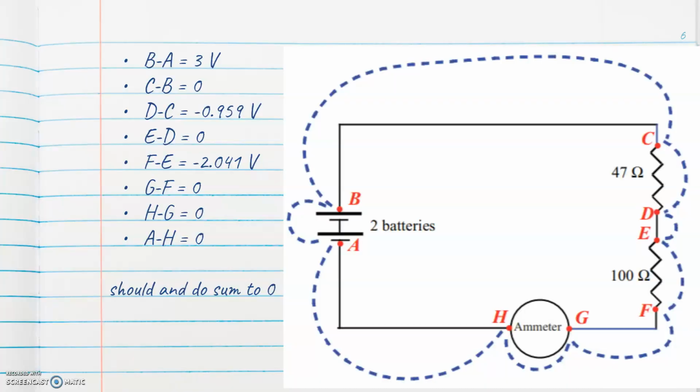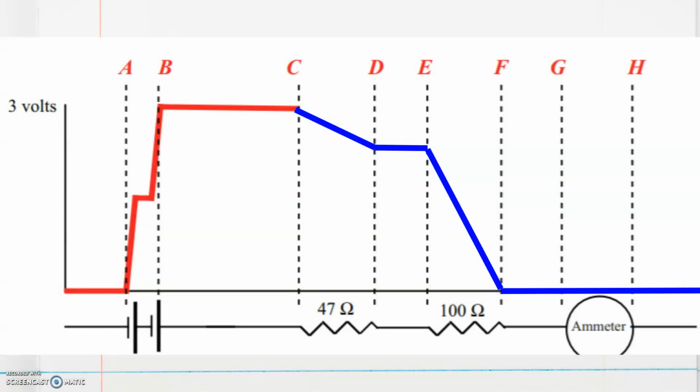Again, in this same series circuit, we had to read the potential difference at different places. Between A and B, it was 3 volts, B to C was 0, C to D was negative 0.959 volts, D to E was 0, E to F was negative 2.041 volts, and the rest was all 0. They should sum to 0 because of the loop rule, and that's what they do.